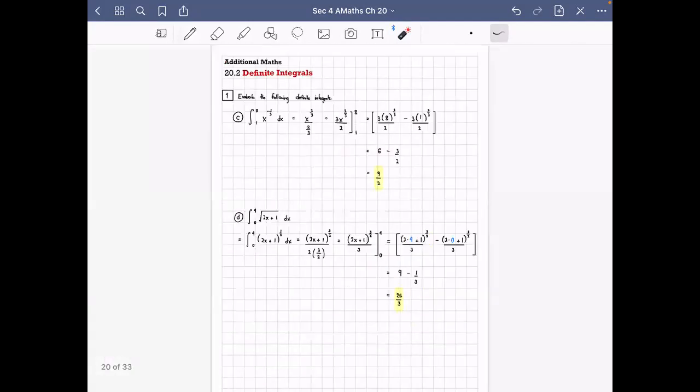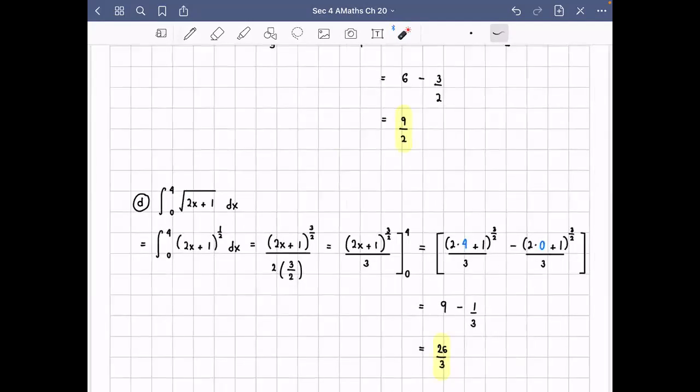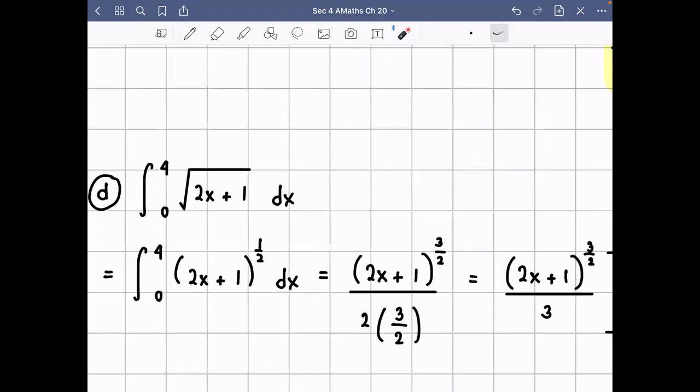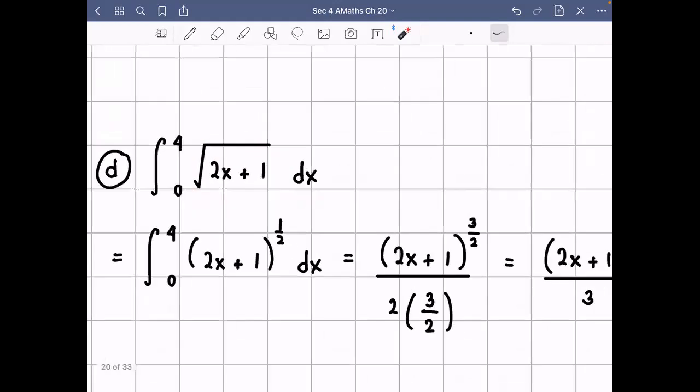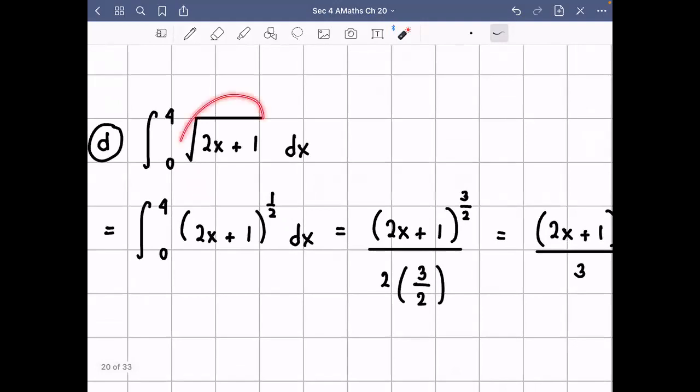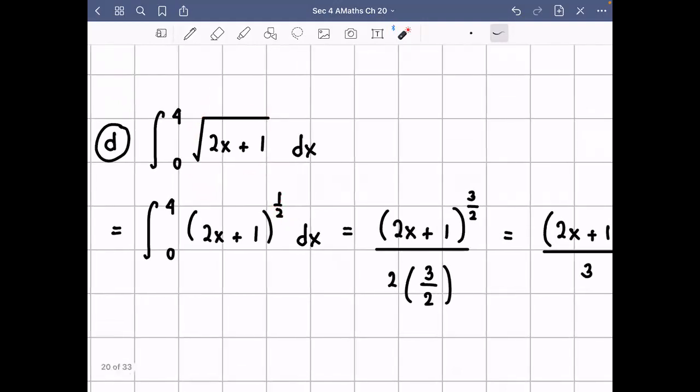Now, what if we now have an expression like this? What if we have an expression? We have 2x plus 1. So basically we need to rewrite this. Rewriting this, it becomes 2x plus 1 raised to 1/2. You still remember this? Now, this is what you did in your homework.